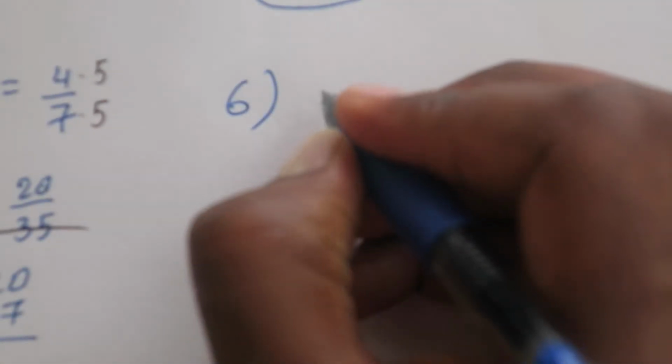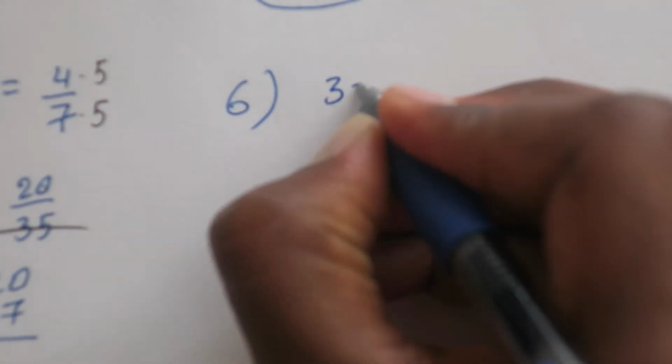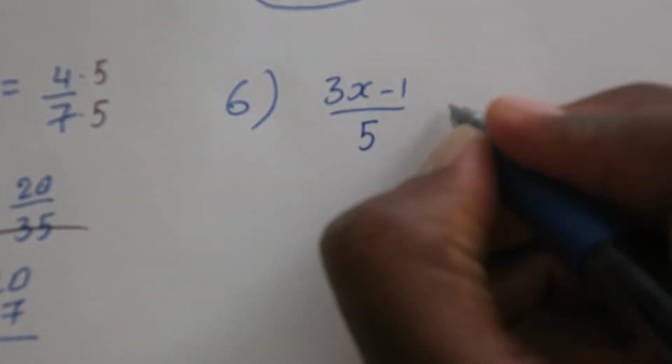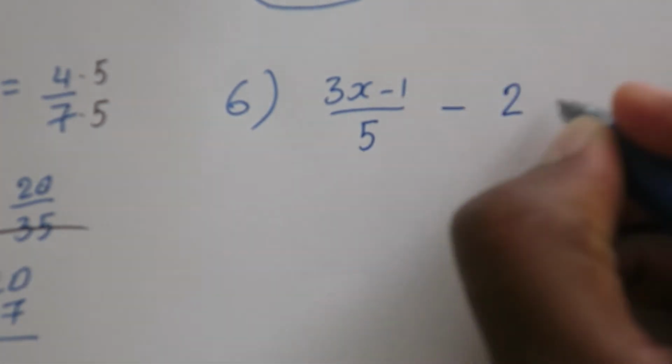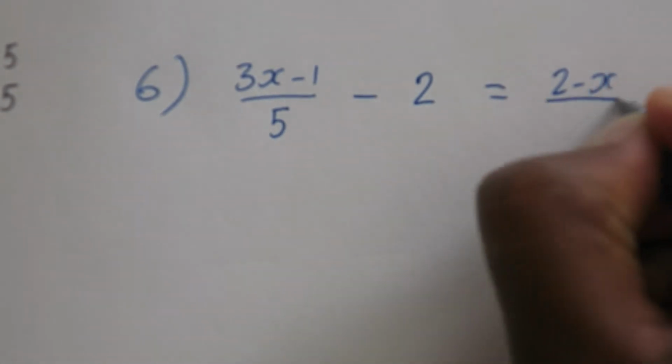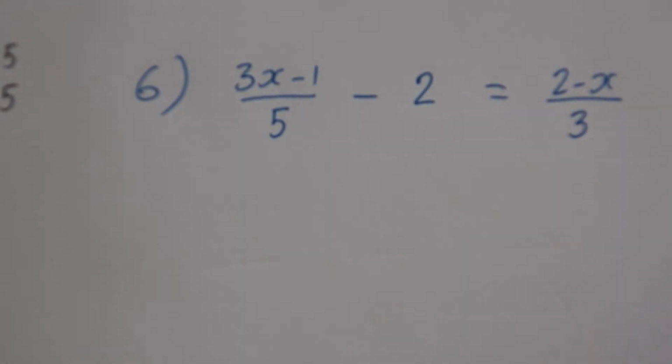Problem 6. We'll do problem 6 right here. So for that problem, we'll look at (3x minus 1) divided by 5 minus the number 2 equals (2 minus x) divided by 3.